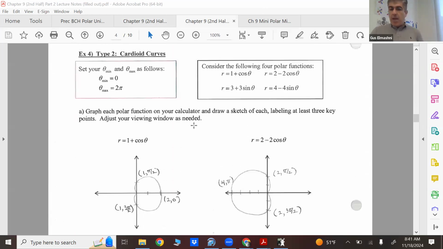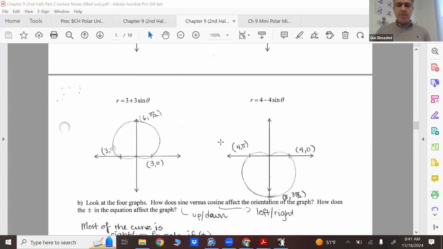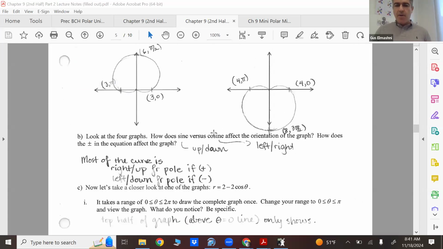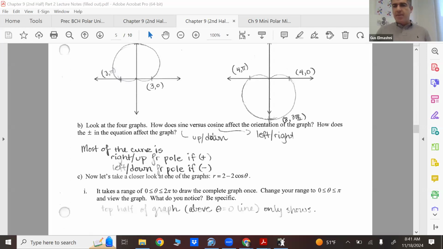Okay, so remember we had this, and this is when the A and B values are the same, or the absolute values of A and B are the same. So you don't get that inner loop, just because of the nature of the way the equation is written. We do get these dimples. It kind of forms a heart. And the whole positive negative thing still applies. The sine cosine thing still applies. Sine is vertical, cosine is horizontal. Positives are up or right, negatives are down or left.